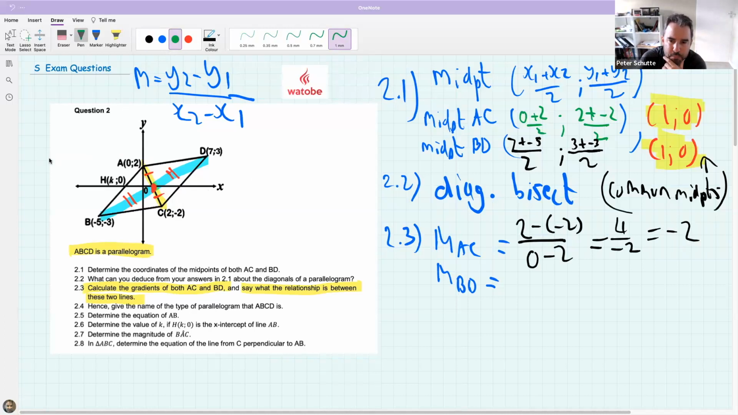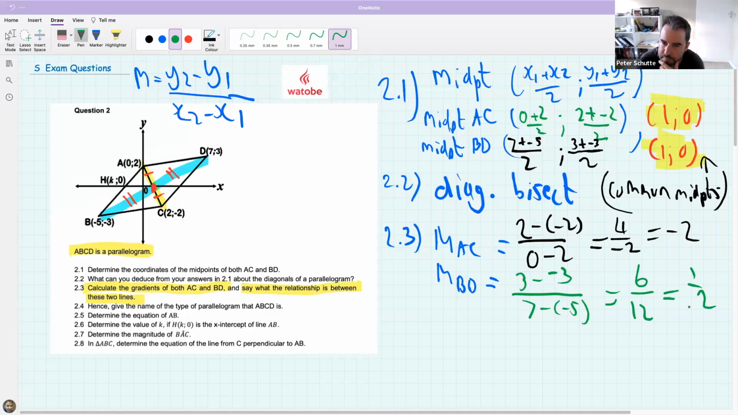And then for the gradient of BD, I'm going to go 3 minus minus 3. So watch out for these double negatives. And then I'm going to go 7 minus minus 5. Now notice how I started with D and subtracted B. You need to be consistent. It doesn't matter which one you start with, but you need to be consistent. And so here we're going to get 6 over 12, which is a half.